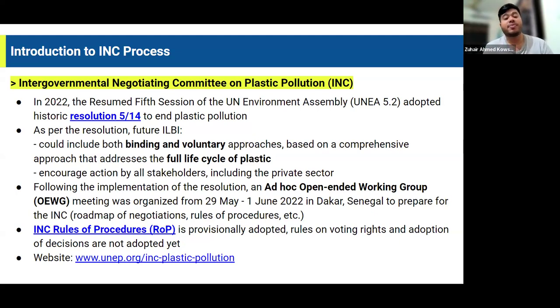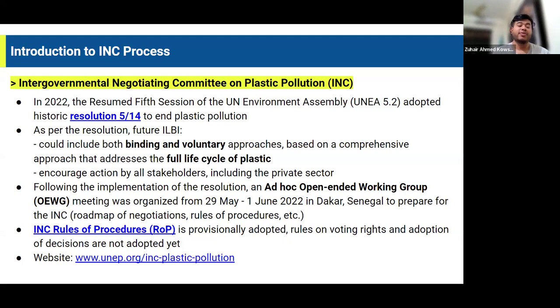To start this process, there was another working group that was set up to kickstart the process, which is called the Ad Hoc Open-Ended Working Group. And this Open-Ended Working Group had one meeting that was organized in Dakar, Senegal, from 29th of May to 1st of June to prepare the INC process, specifically the roadmap of the negotiation and the rules of procedure.